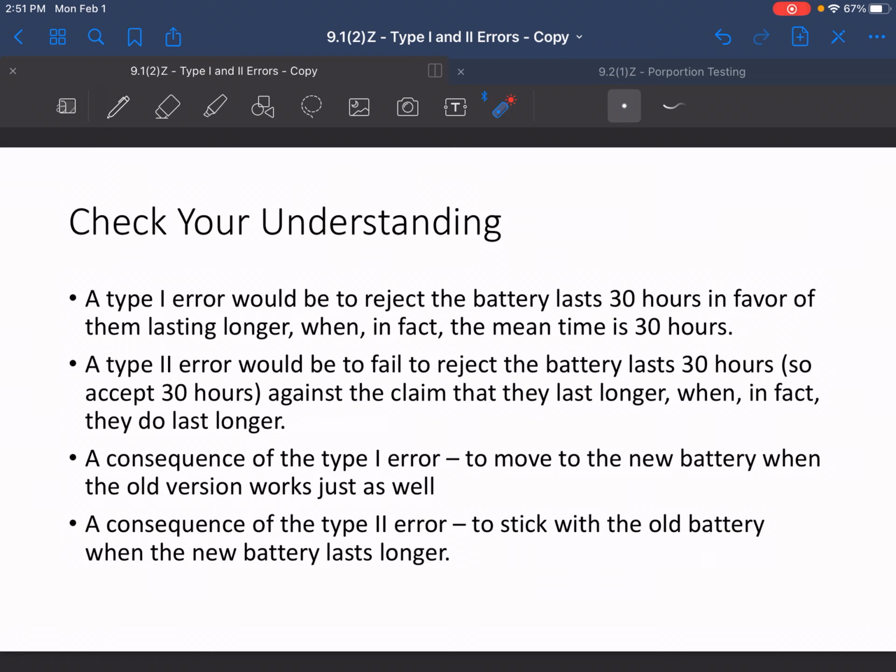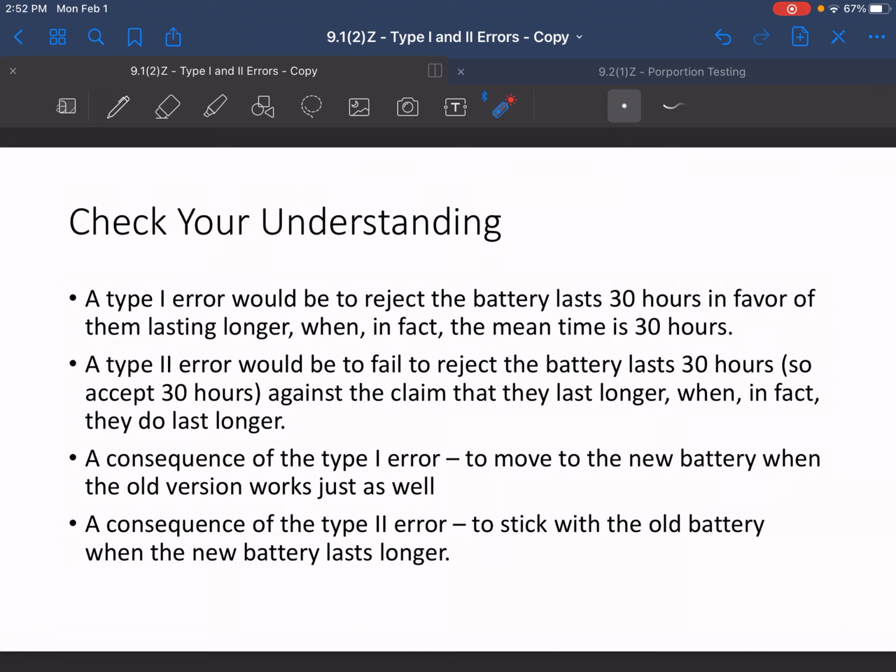A type 2 error in this case would be to fail to reject that the battery lasts 30 hours, so accept the fact that it actually does last 30 hours against the claim that they actually last longer, when in fact they do last longer, excuse me, sorry.